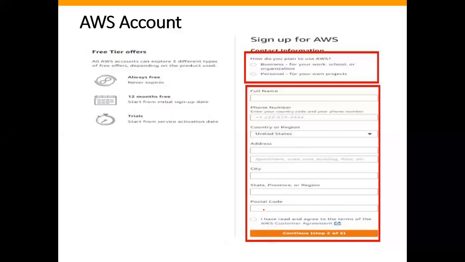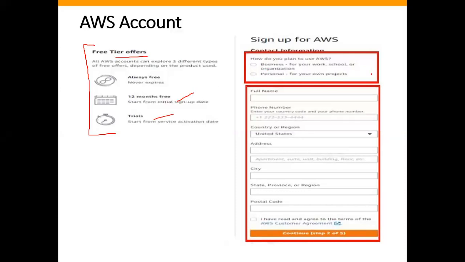Now, once you click on continue, you will come to this web page. On the left-hand side, you are able to see free tier offers. Regarding these free tier offers, we have already discussed in our last session that a few services are always free, a few are for 12 months, and a few are for a trial period. We have already discussed these points in our previous session.